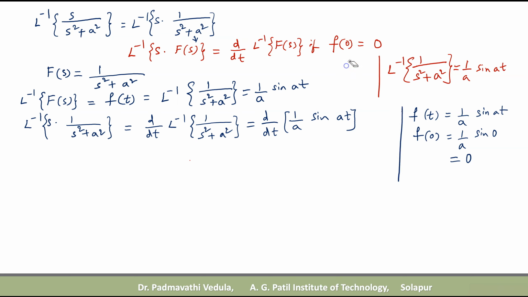Now let us differentiate 1 by a sin at. Now d by dx of sin ax equal to a cos ax. If you apply that here, 1 by a is constant, so 1 by a into a cos at. Now a and a will get cancelled, we get cos at.